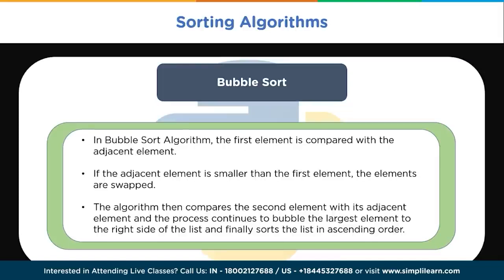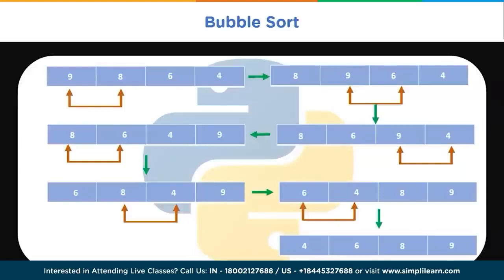It is the simplest sorting algorithm, which works by repeatedly swapping the adjacent elements if they are in the wrong order. We have to remember that the elements in the array are swapped until the intended order is reached and each element has reached its final place. We will see this with an example. Here you have a sample list with unsorted data: 9, 8, 6, 4.